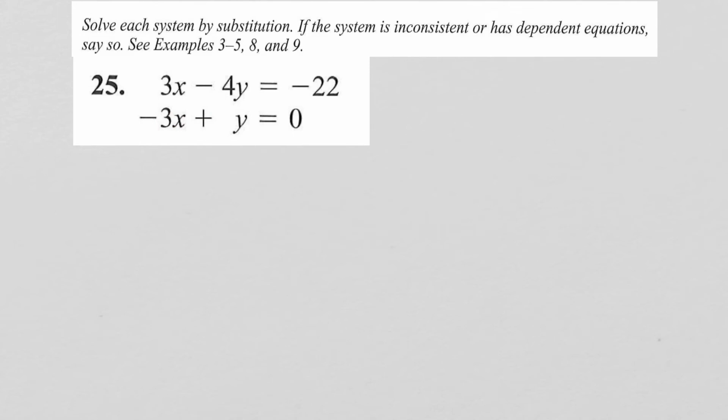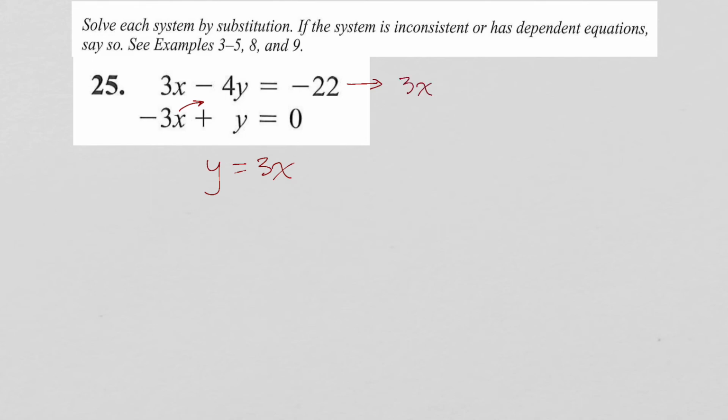But when I look at these, this is the variable that's easiest to solve for. So I'm going to solve this for this variable by moving my negative 3x over, and I'll get y is equal to a positive 3x plus 0, or just a positive 3x. Then I'm going to plug it into that equation.